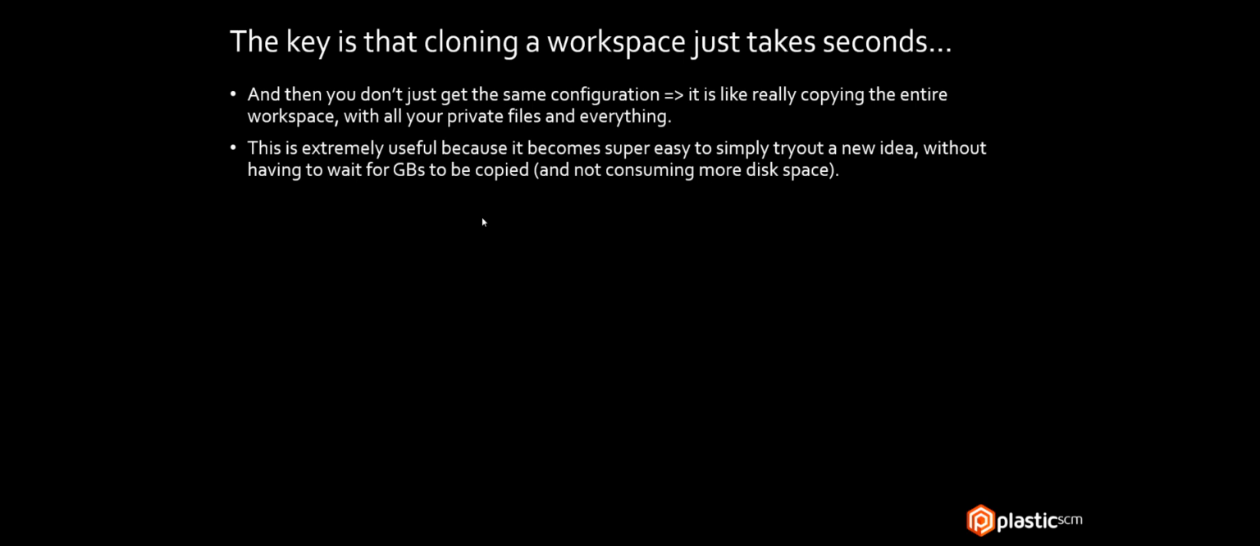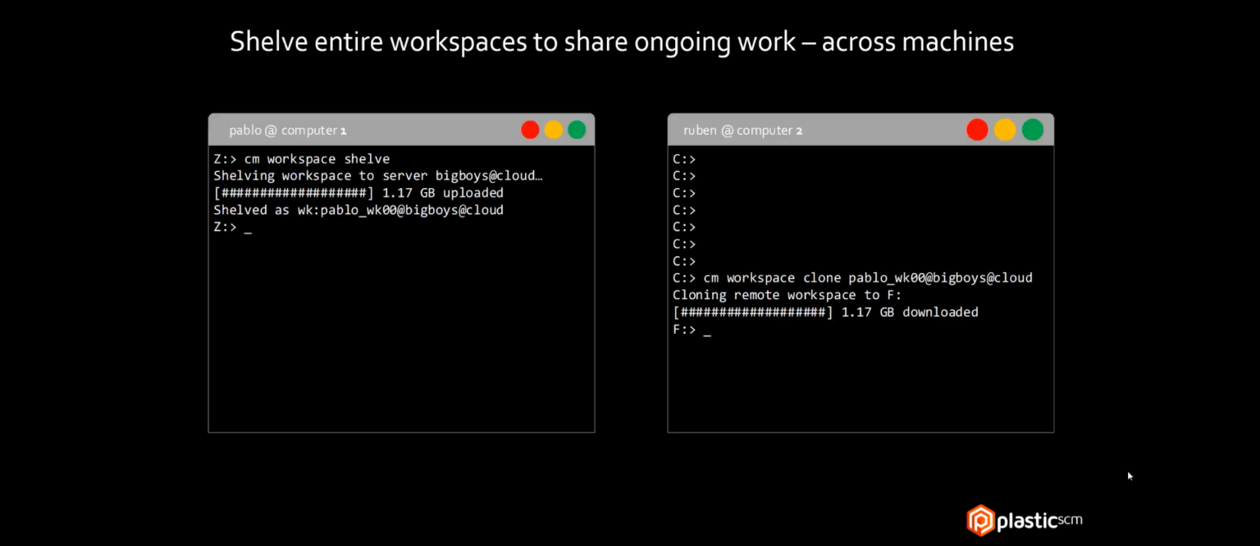This is extremely useful because it becomes super easy to simply try out a new idea without having to wait for gigabytes to be copied, and of course not consuming more disk space. And that applies not only to the files under version control, it also applies to build intermediate build output and all that.